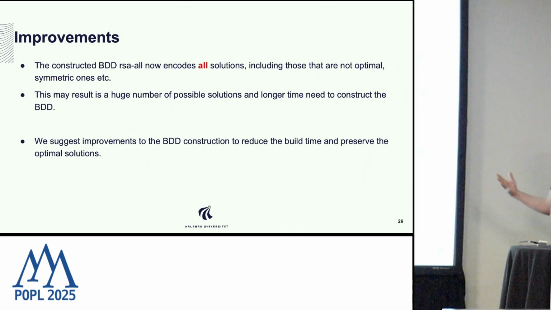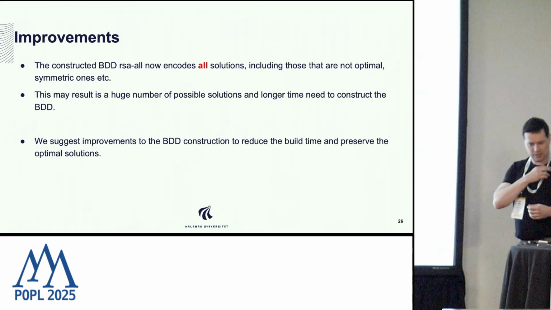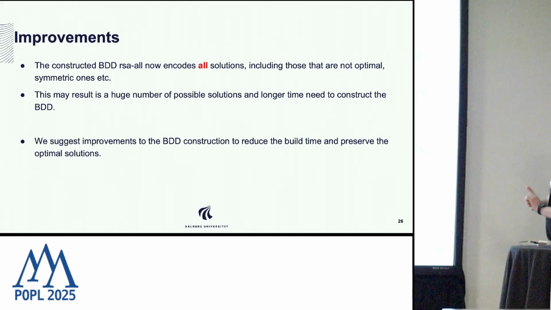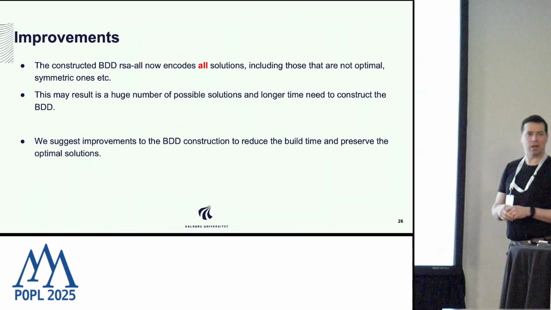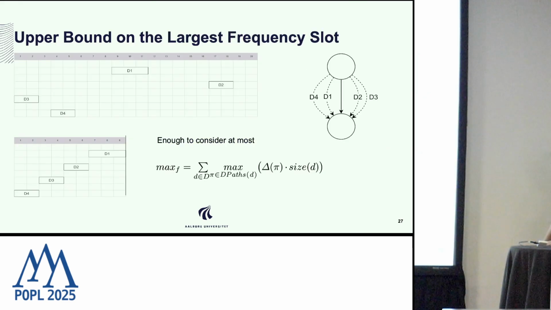Okay, so now we could be already done. We know how to construct the BDD. We know how to get all the optimal solutions, but we would like to speed it up. So sometimes there are some redundant solutions that we are actually not interested in. And this may result in a huge construction time of those BDDs. And we suggest 3 techniques for how we can reduce it.